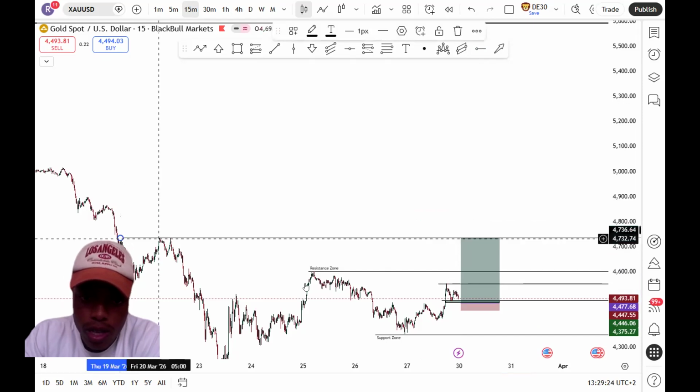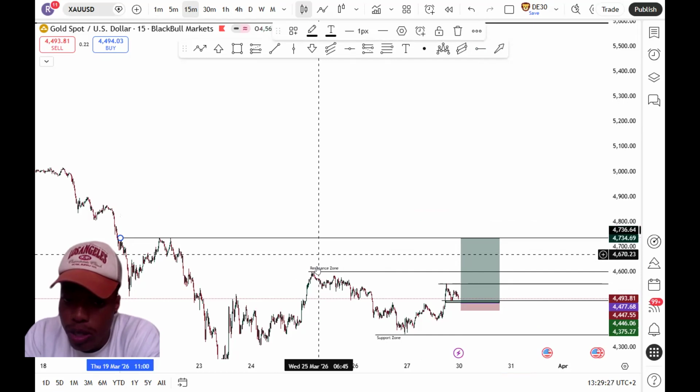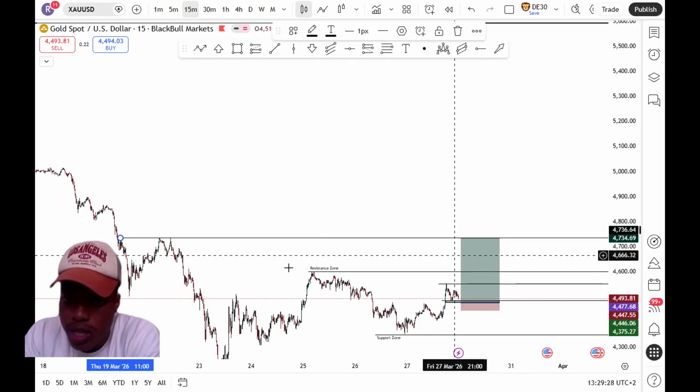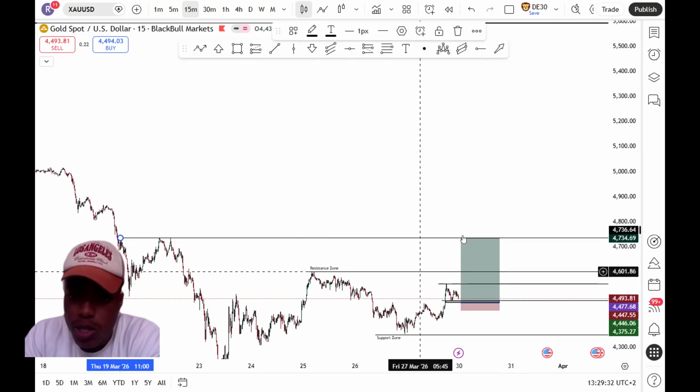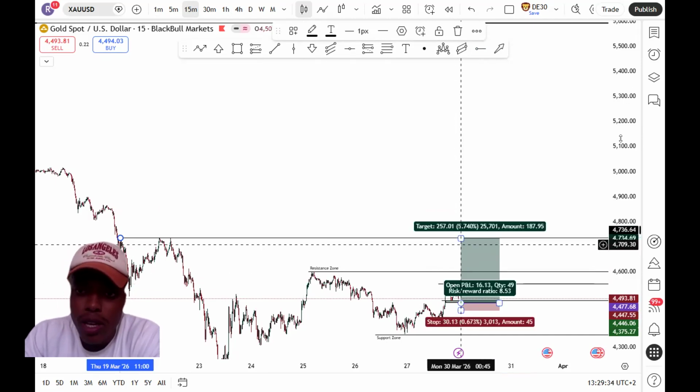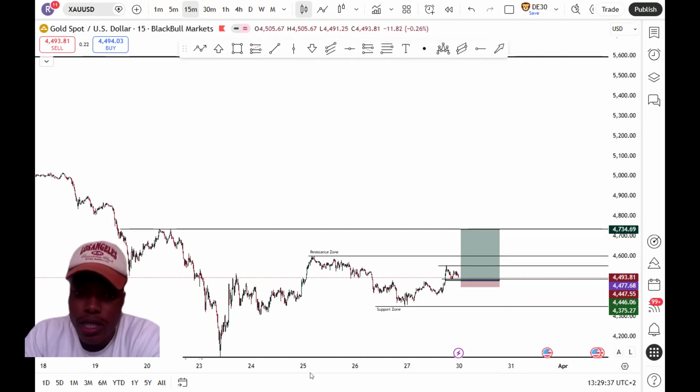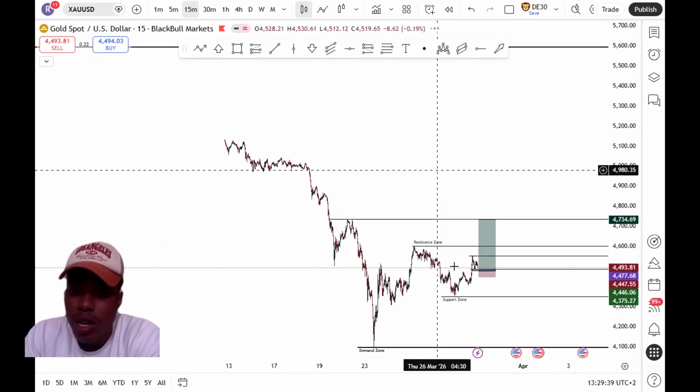Yeah, so I am saying that I would be looking for it to break this resistance zone. As you guys can see, I am looking for it to break this resistance zone towards this other resistance zone. So yeah, that's basically what I'm looking for when it comes to your gold.